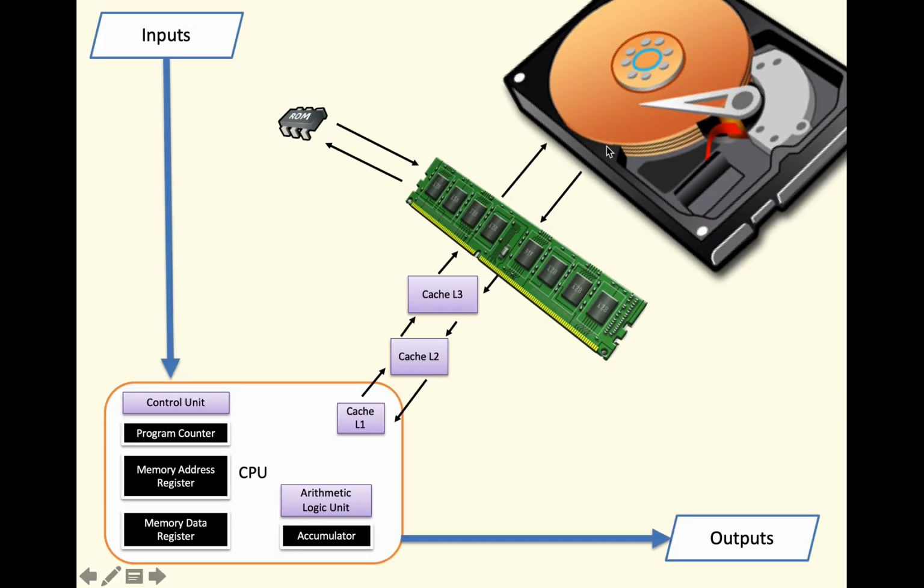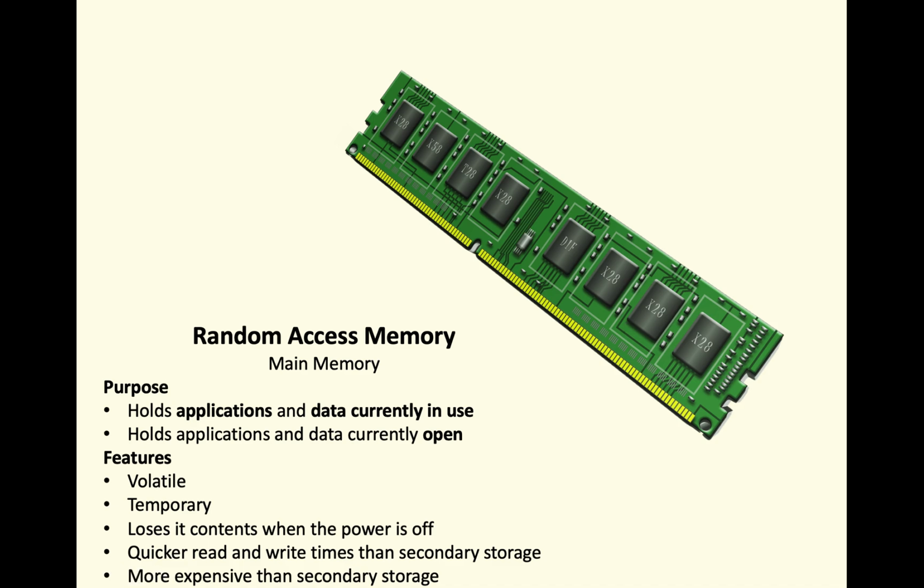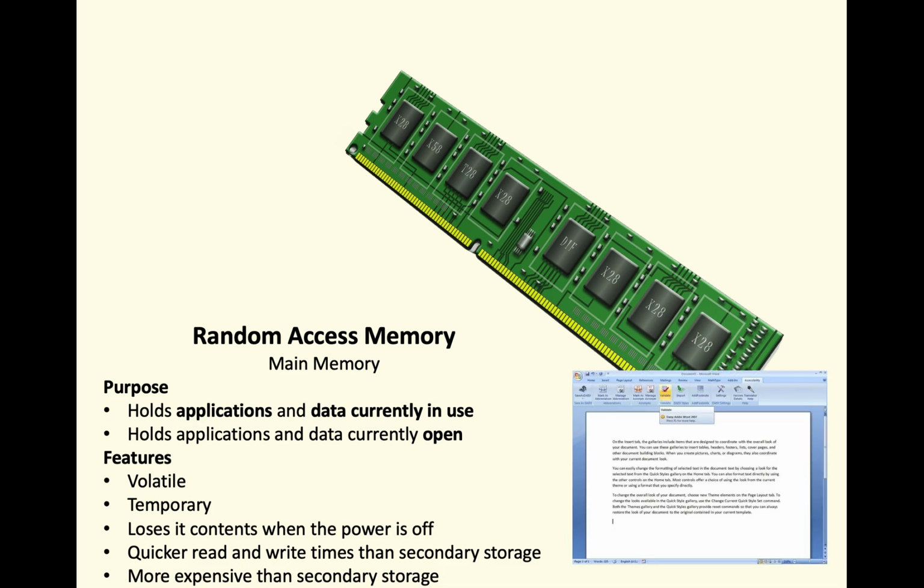So we've just taken a look at secondary storage, which you can see it's all the way on the side there. It's just before this long stick here. And that long stick is known as RAM, which is random access memory. And it is also known as a part of main memory. So its purpose is to hold applications and data currently in use. So it holds applications and data while you're using them. It also holds applications and data that are open. So let's say, for example, I've opened up Google Chrome, and then I click on my Microsoft Word document, and that opens up, and I'm currently using that Microsoft Word document, so that's going to be held in RAM.